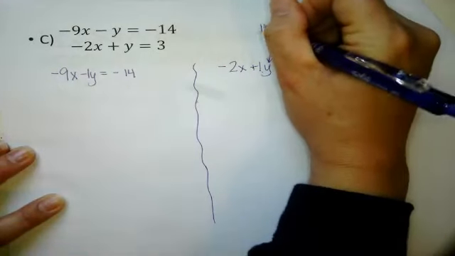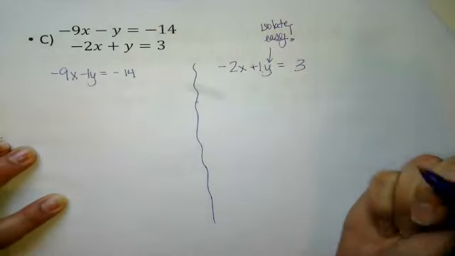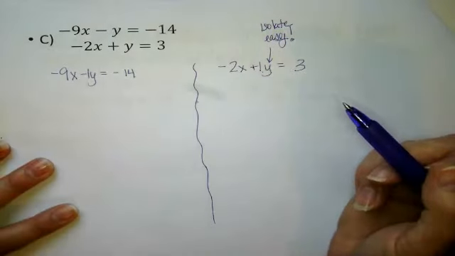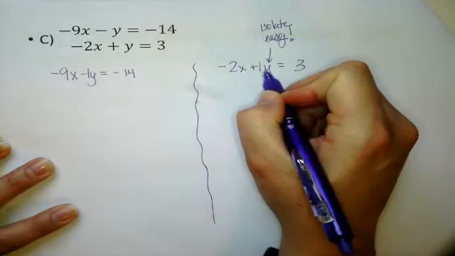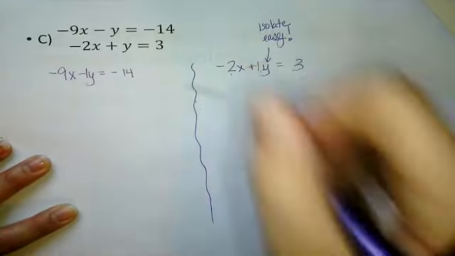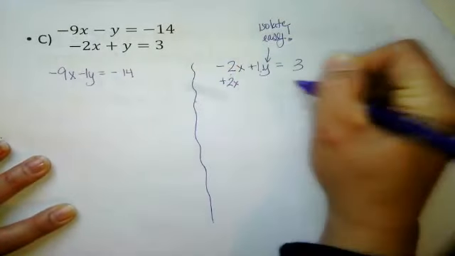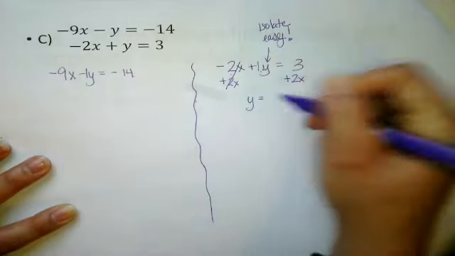And so I want to isolate the easiest variable to be the easiest on myself. I want to get the y by itself, which means I want to get rid of the -2x. So we're going to take that and move him over. So we're going to add 2x to the right-hand side. So we get the y all by itself.